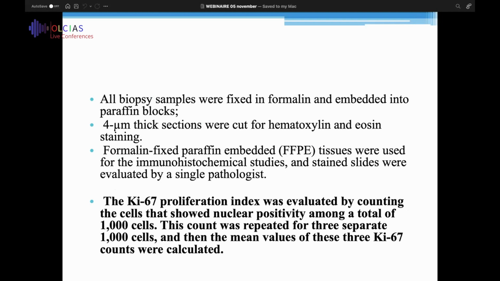The Ki-67 proliferation index was evaluated by counting the cells that showed nuclear positivity among a total of 1,000 cells. This count was repeated 3 separate times, and then the mean of these 3 Ki-67 counts was calculated. We do the first one, the second one, the third one, and then we calculate the mean value, and we have the Ki-67 proliferation index. This is the technique of evaluation of the Ki-67 proliferation index.